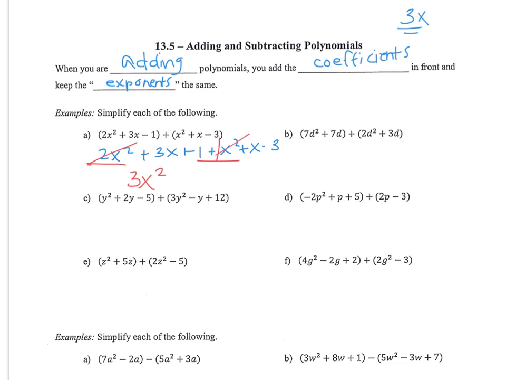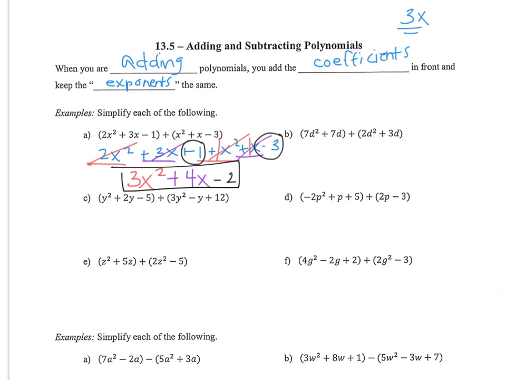Then I cross them out after I'm done. There's also a 1 in front of this. So 3x plus 1x is 4x. Cross, cross. And then positive 1 minus 3 is negative 2. So these are all different terms, so my answer is done. I can't combine them or simplify anymore.